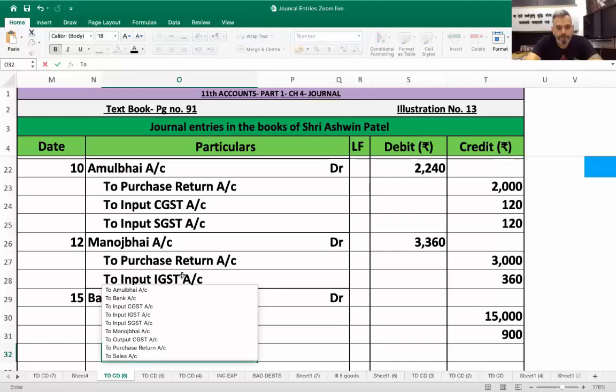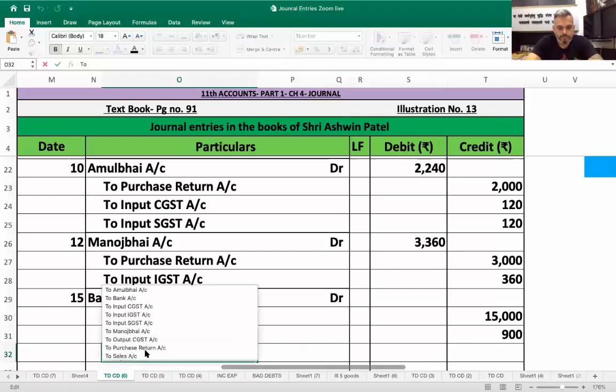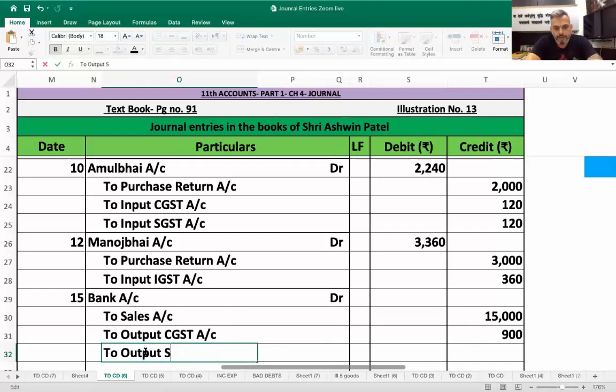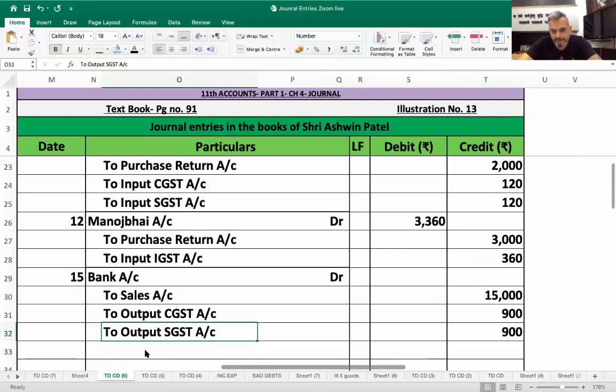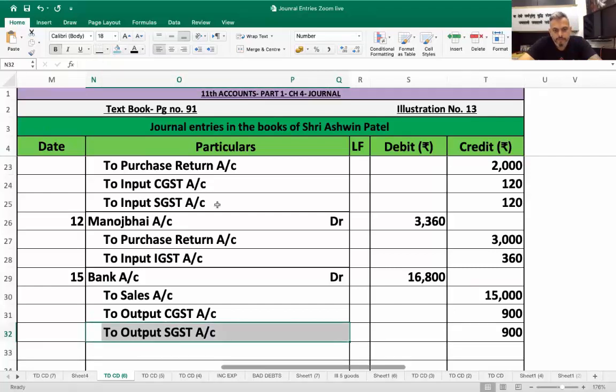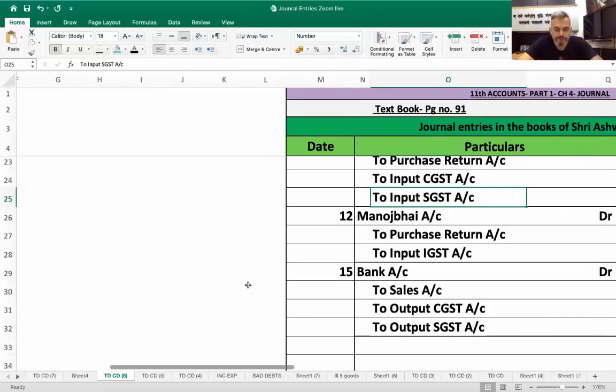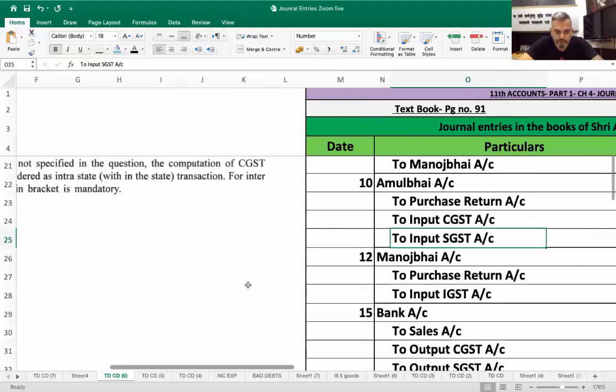And to output SGST account 900. So कितने का चेक हमें देना पड़ेगा उसके पास से? 15,000 plus 900 plus 900, 16,800. So when we are selling goods, it's output. Okay, goods goes out, we are selling goods.